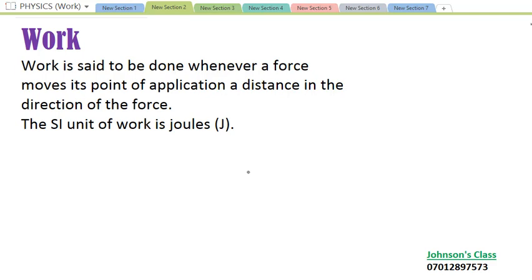Okay, in our topic on work, I'm just going to take the definition and use some diagrams to explain something. So we say work is said to be done whenever a force moves its point of application a distance in the direction of the force. Okay, what do I mean?